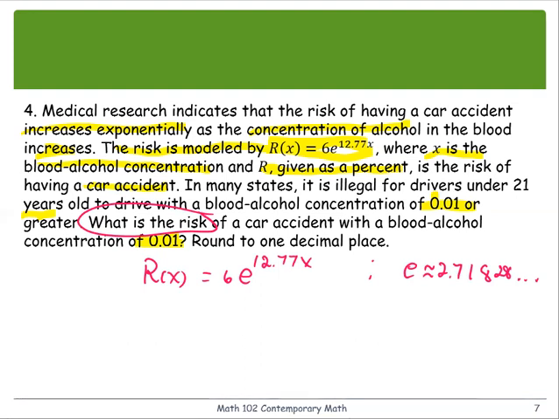So for R where x equals 0.01, we just replace the x with 0.01. So 6 multiplied by e to the power 12.77 multiplied by 0.01. I recommend you put parentheses around the product in the power. Let me write it in a better form here: raised to the power, open the parentheses, 12.77 multiplied by 0.01.